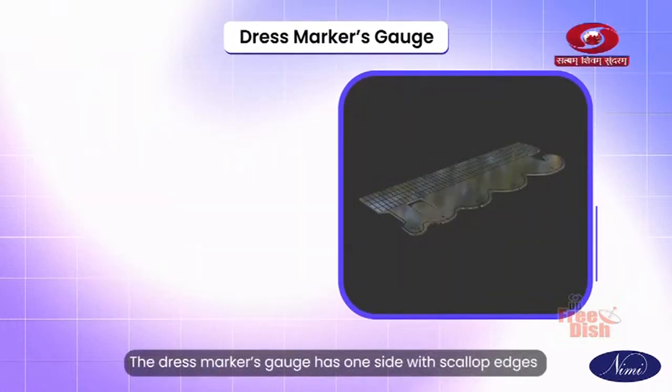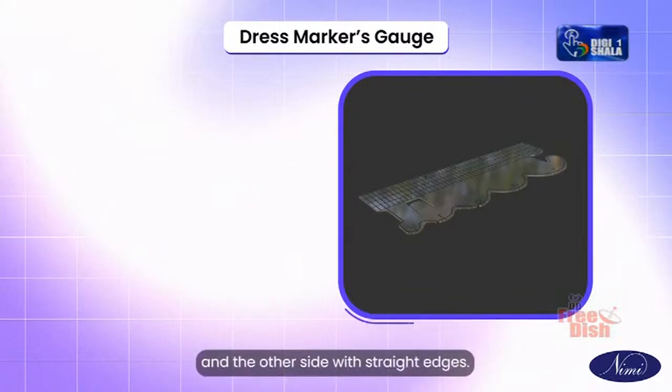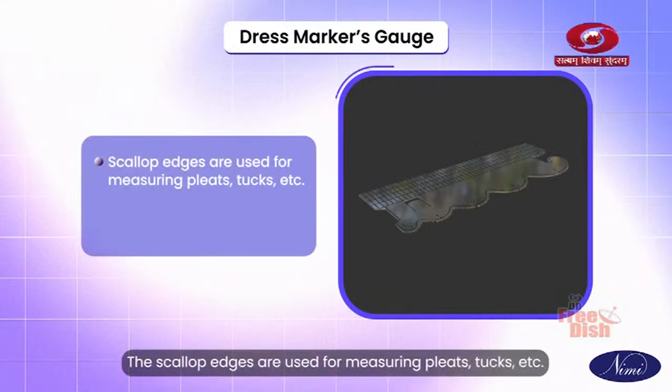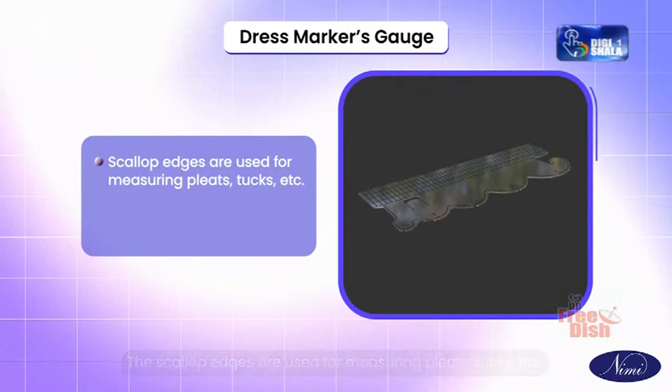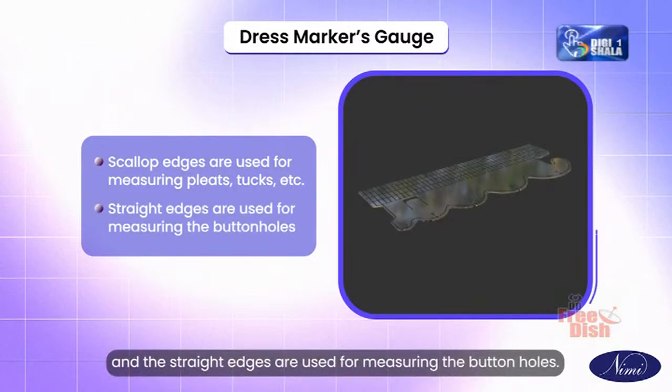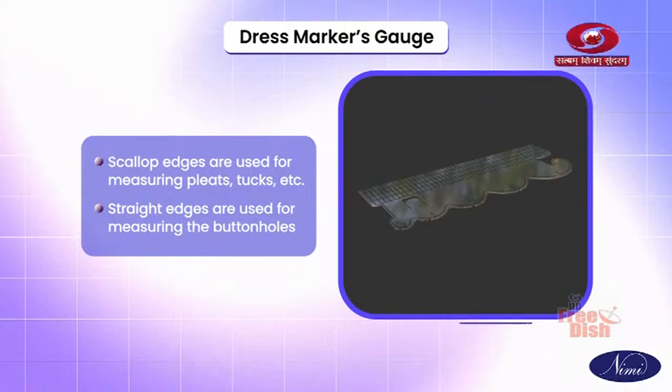The dress marker's gauge has one side with scallop edges and the other side with straight edges. The scallop edges are used for measuring pleats, tucks, etc. and the straight edges are used for measuring the buttonholes.